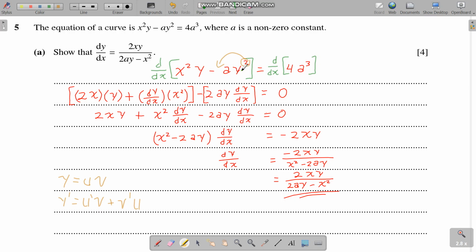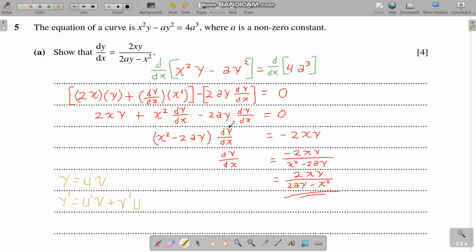Now, when we differentiate the a y squared here, as usual, bring the power down, so we have 2ay, the power is now 1. But again, because they are different letters, implicit differentiation, times dy/dx, don't forget. So now we have 2xy plus x squared dy/dx minus 2ay dy/dx equals 0.